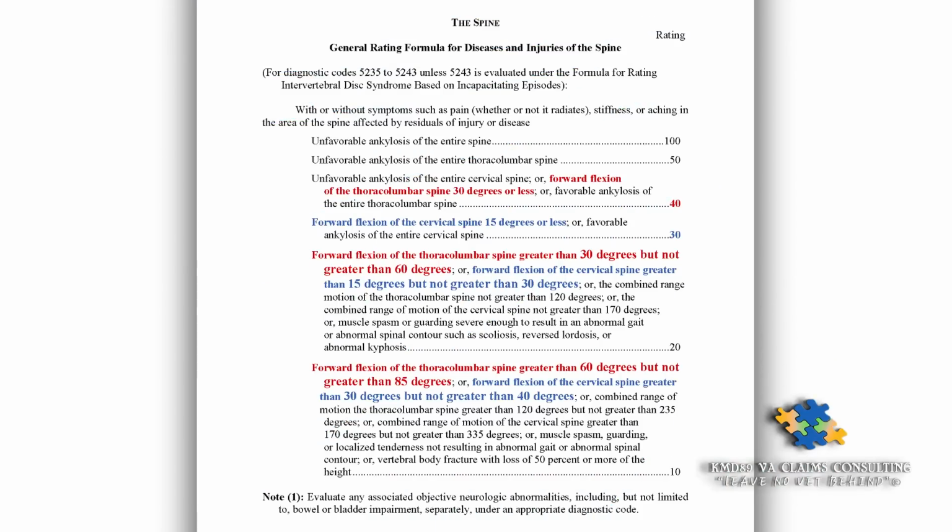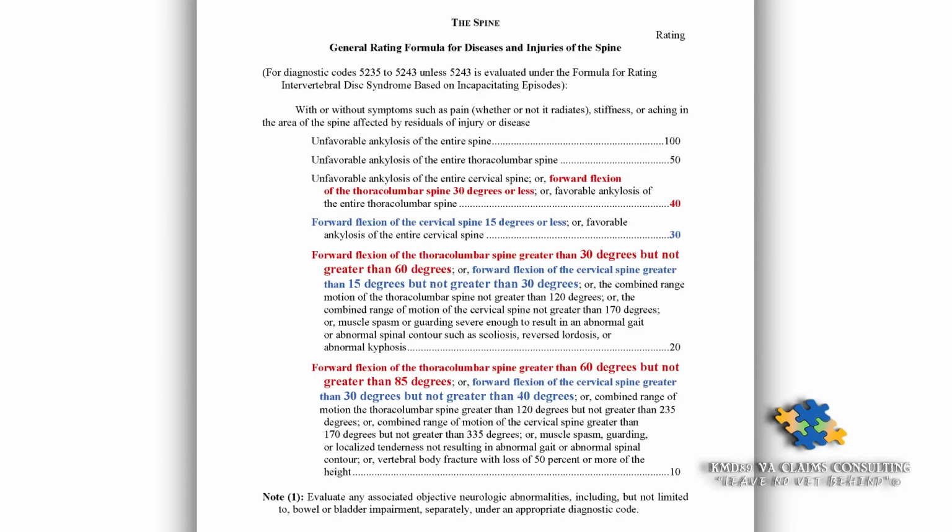Here in this slide, you can see this is for the spine. General rating formula for diseases and injuries of the spine. So this is for the neck and the back. Make no mistake, they will not break the back up into upper, mid, or lower back. Thoracolumbar spine, that is the entire back, okay? The neck is a separate joint, okay?